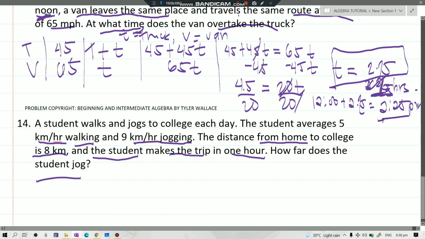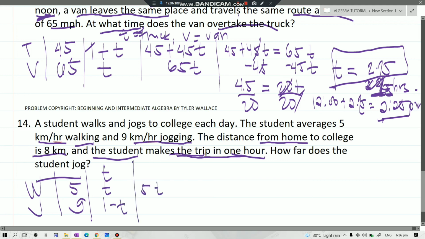So, paano yung gagawin natin dyan? So, let W is walking and J is for jogging. So, ano yung rate nila? May given naman na 5 and 9. Then, ano yung T natin? So, the student makes the trip in 1 hour. So that is t and 1 minus t. Then total distance is 5t and 9 minus 9t. So how far? Total distance ang hinahanap.